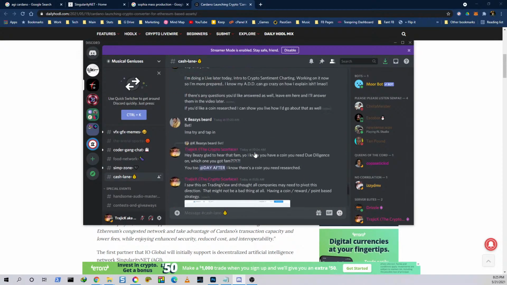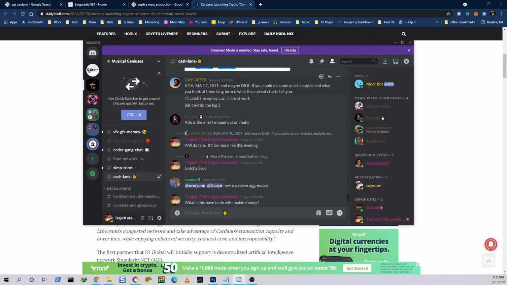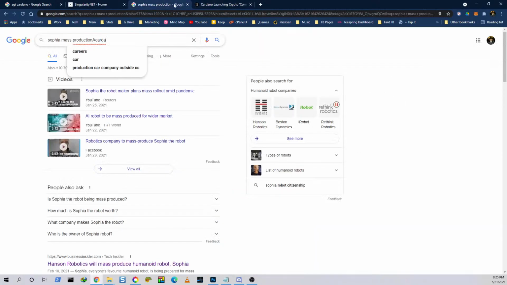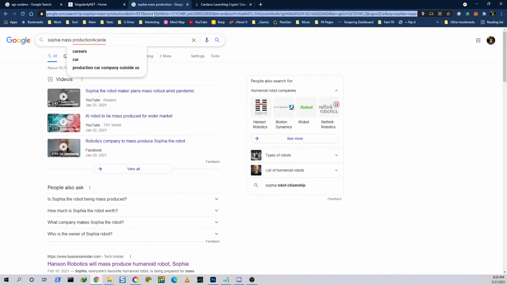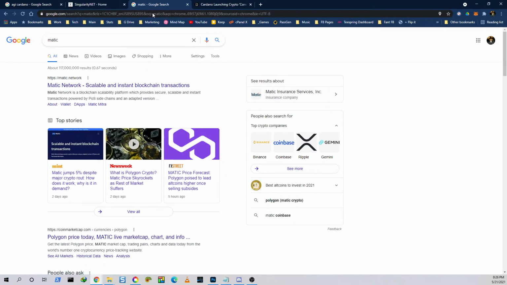So I'm telling you, ADA is good. I like it. I like ADA. I think ADA is going to be badass. Matic. Okay, Matic. This one we got to talk about. I got Matic in my portfolio. I got Matic. This is Polygon, right?